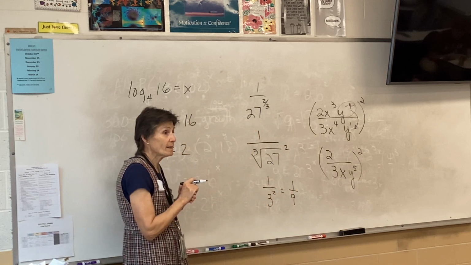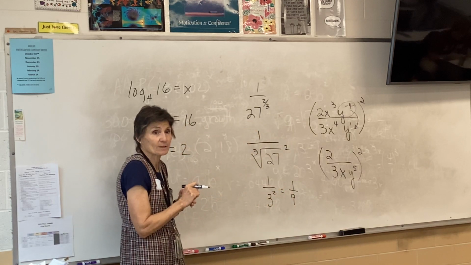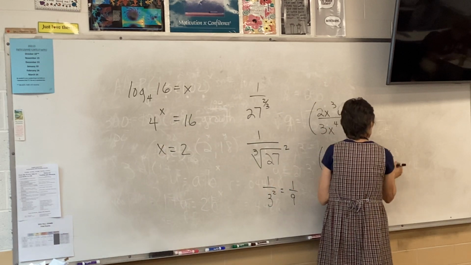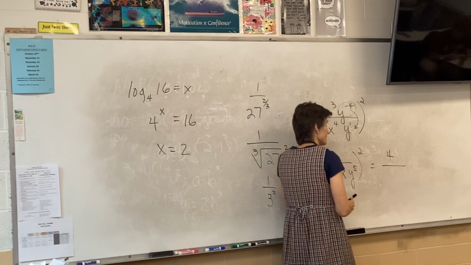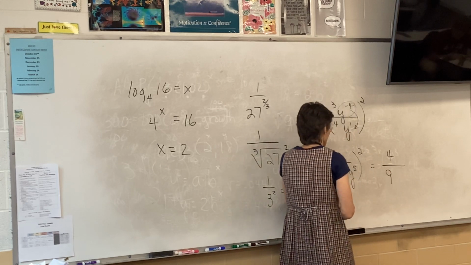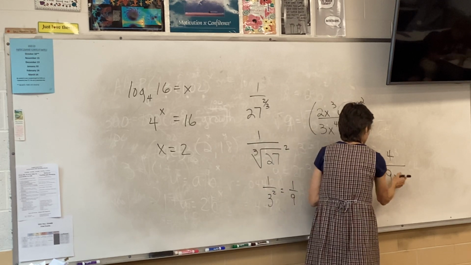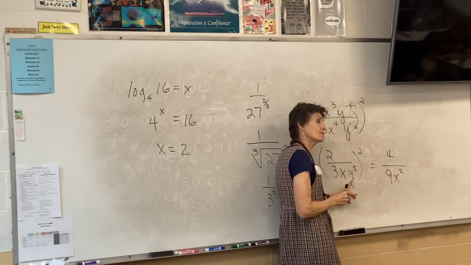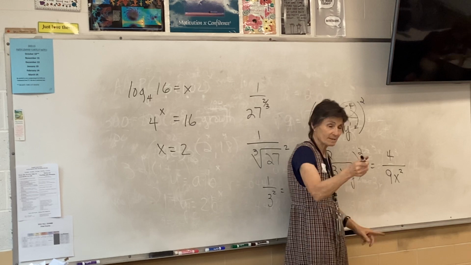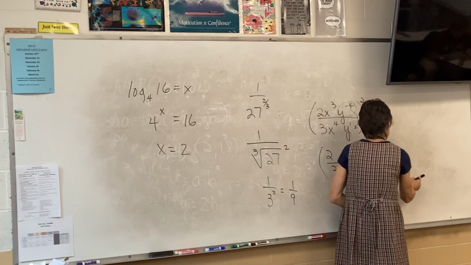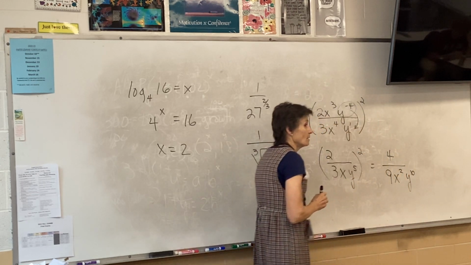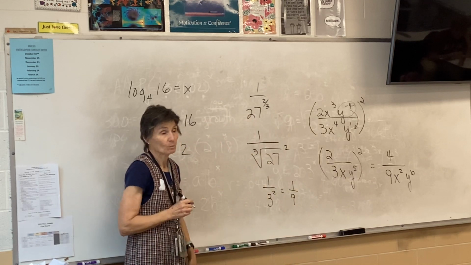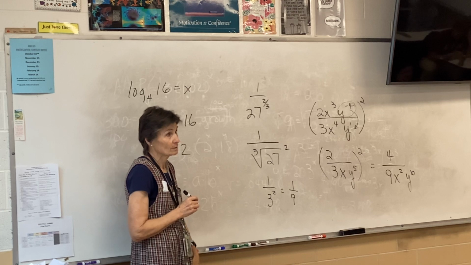And when I square it, that means I square everything. So 2 squared is 4. 3 squared is 9. X squared is x squared. And then be careful here. This isn't going to be y to the 25th. Y to the 10th. We multiply those exponents. We never square an exponent. That just doesn't happen. We multiply them together.